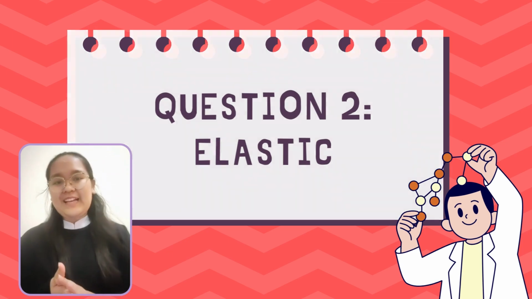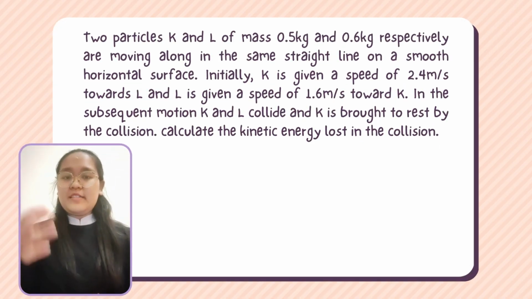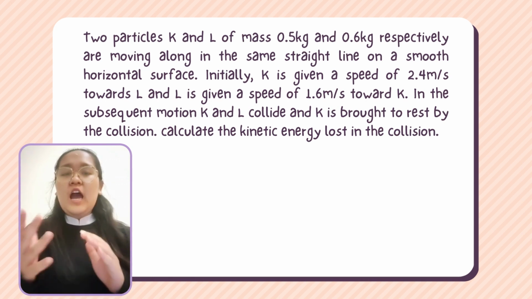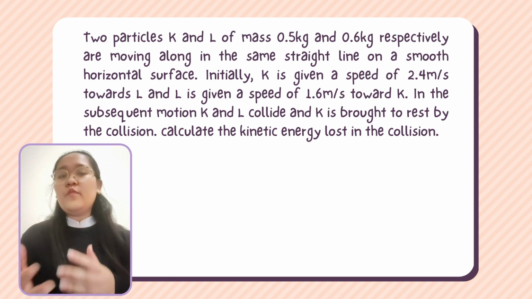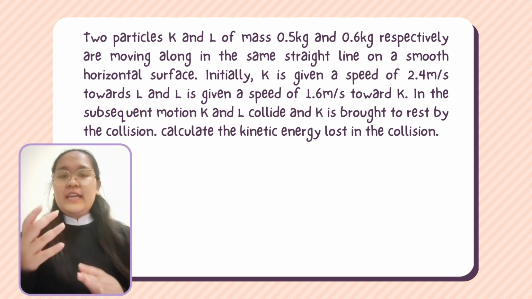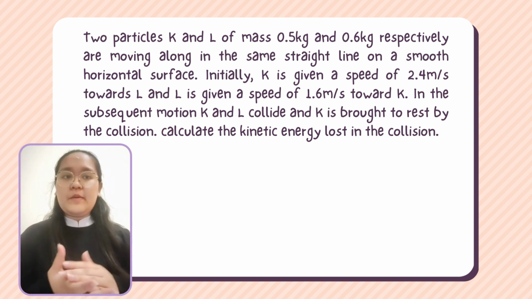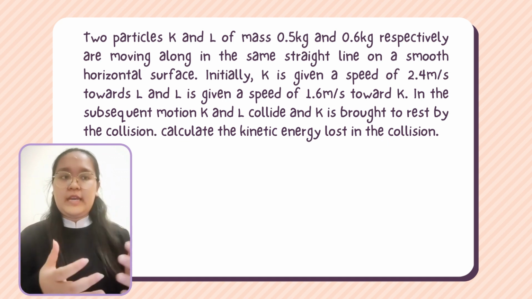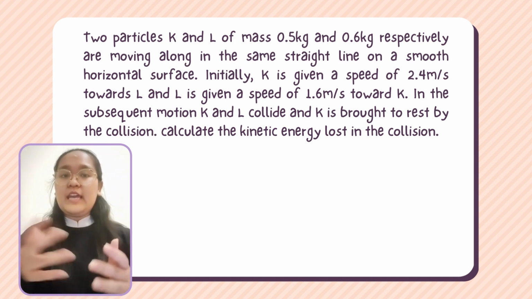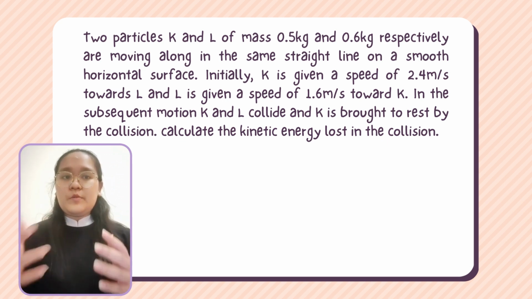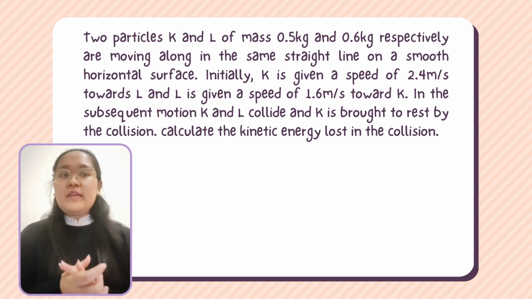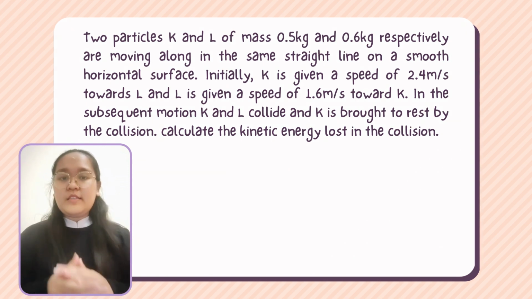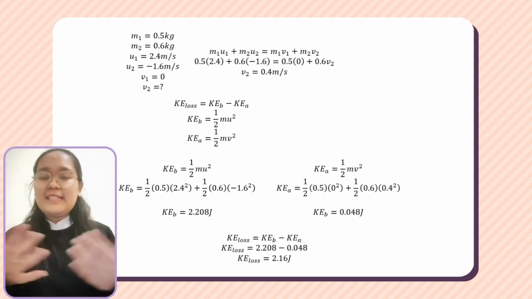Question 2. Elastic. Two particles K and L of mass 0.5 kg and 0.6 kg respectively are moving along the same straight line on a smooth horizontal surface. Initially, K is given a speed of 2.4 meters per second towards L, and L is given a speed of 1.6 meters per second toward K. In the subsequent motion, K and L collide, and K is brought to rest by the collision. Calculate the kinetic energy loss in the collision. Try to do this question on your own and pause the video. Then, let's get to the answer.